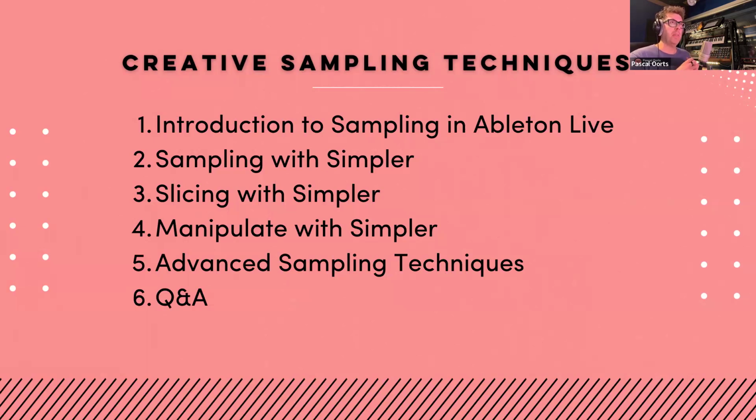One is very basic sampling tricks. That's the second topic. The third topic is we're gonna focus on the slicing function in Simpler and see what's possible with that. And then the fourth one is a really cool one. You can manipulate samples with Simpler too. We're gonna have a look at that too, and I will play you some examples. And then topic number 5 is advanced sampling techniques.